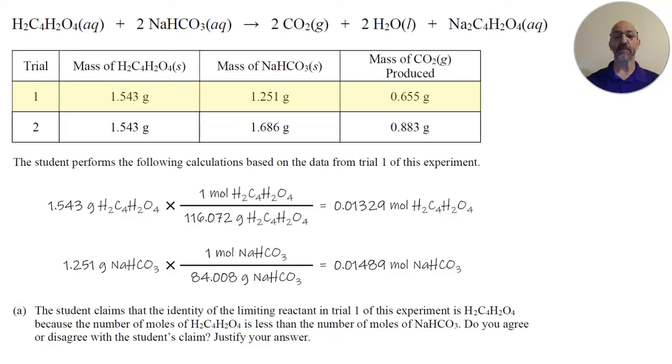So here comes the part A question. It says the student claims that the identity of the limiting reactant in trial 1 of this experiment is maleic acid, because the number of moles of maleic acid, so you can see 0.01329 versus 0.01489, they say that the number of moles of maleic acid is less than the number of moles of sodium bicarbonate. So do you agree or disagree with the student's claim?